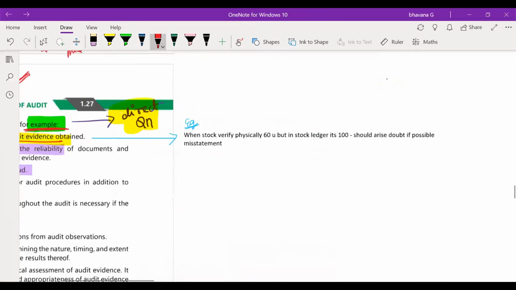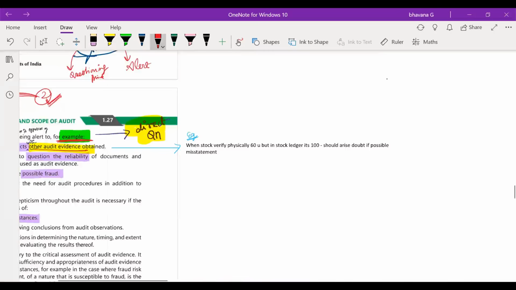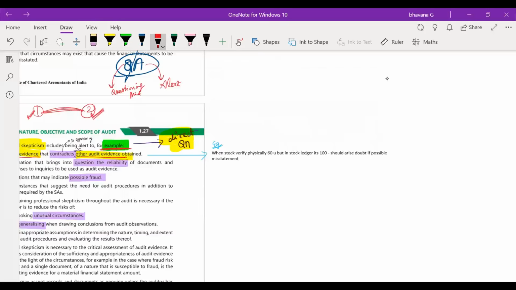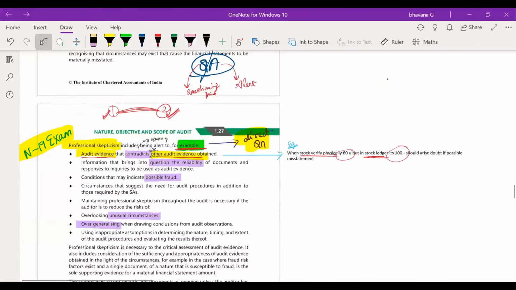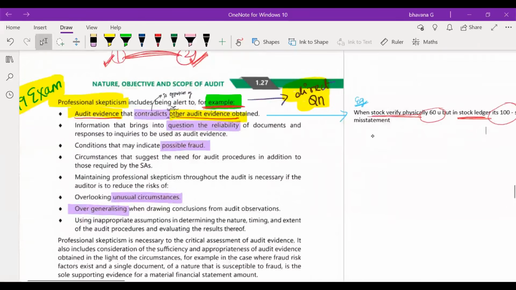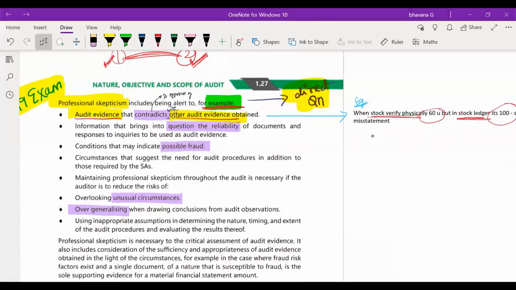Suppose I took two audit evidences. One, I verified the stock physically, and the other, I checked the stock record. In the stock ledger, I saw the stock. When I verified it physically, it was only 60 units, but in the stock ledger, it was 100 units. So there are two different amounts for the same thing. In such a case, a professional skeptic is needed. So this is one example of professional skepticism.